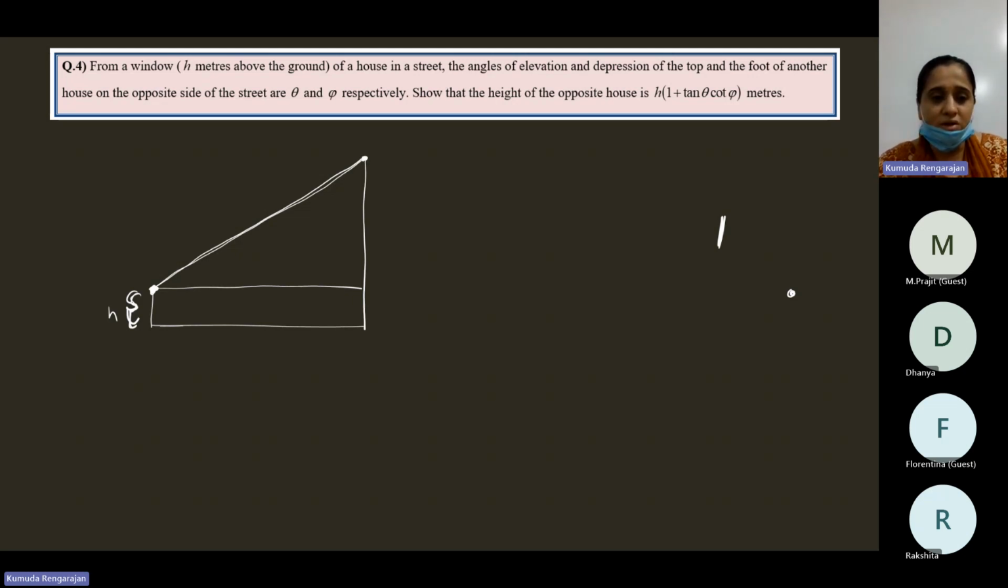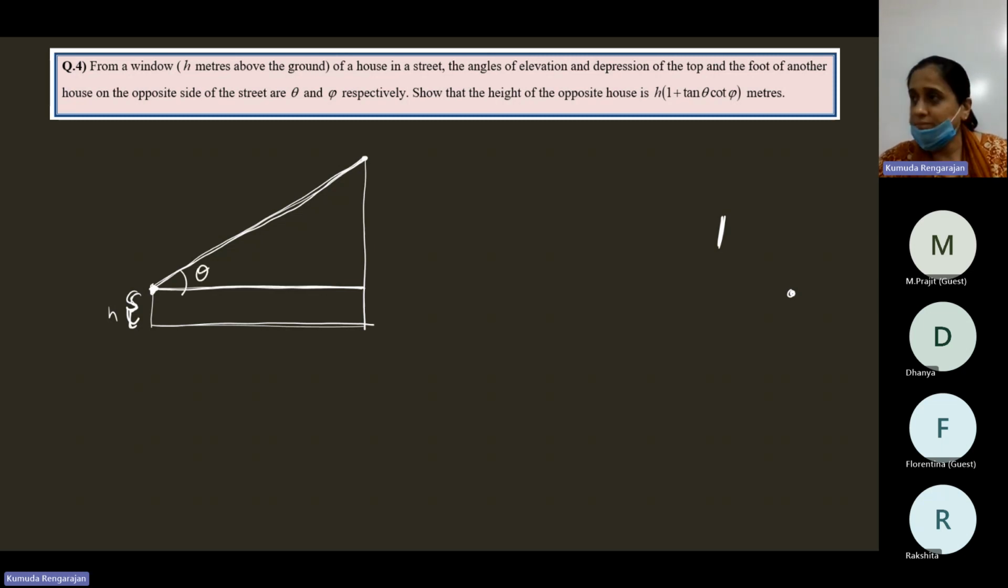The elevation, this is the horizontal, children. The horizontal is drawn through the eye of the observer. The ground level is not the horizontal here. This is the ground level. This is the horizontal because this is the window, and through the window the observer is looking. So through the eye of the observer, this is the horizontal, and this is the line of sight. From the observer to the point observed is the line of sight, and this angle is theta.